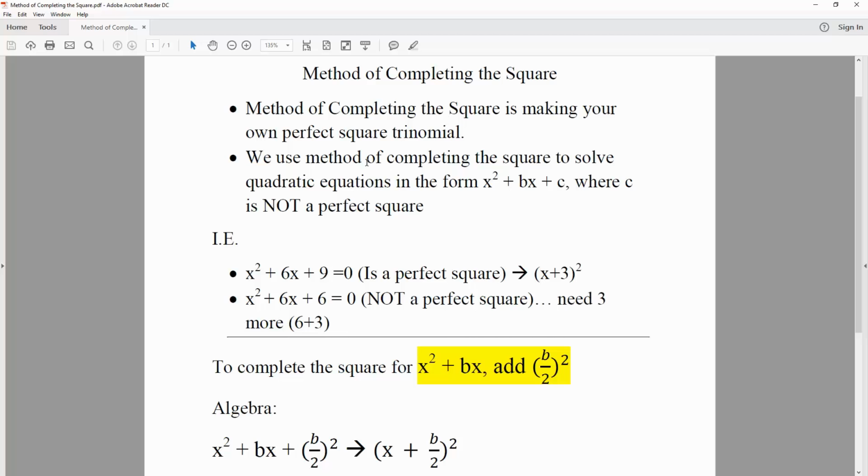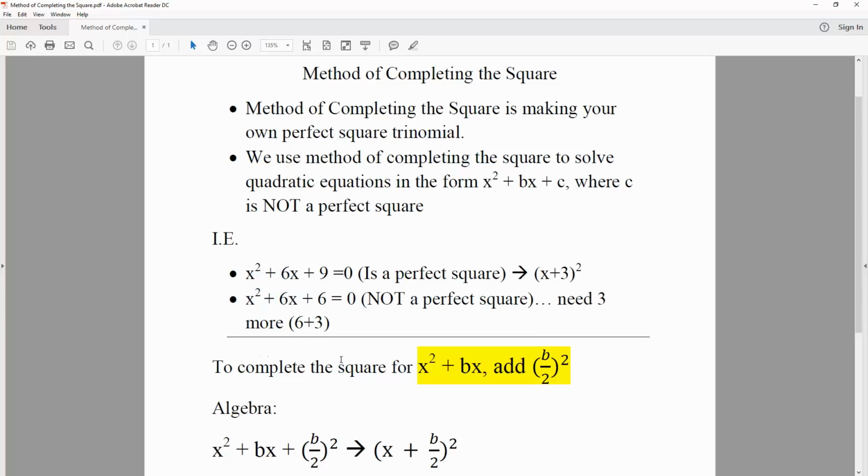And we use this method to solve quadratic equations in the form of x squared plus bx plus c, where c is not a perfect square. So as an example, x squared plus 6x plus 9 is a perfect square, and the answer would be parentheses x plus 3 squared. Because if we did x plus 3 times x plus 3, we would get this. However, x squared plus 6x plus 6 is not a perfect square. Had this 6 been a 9, it would be a perfect square.